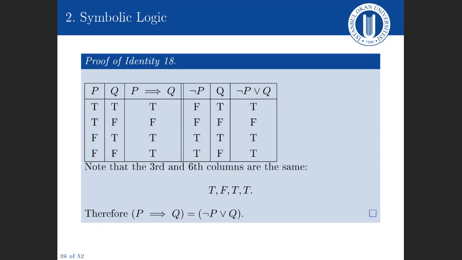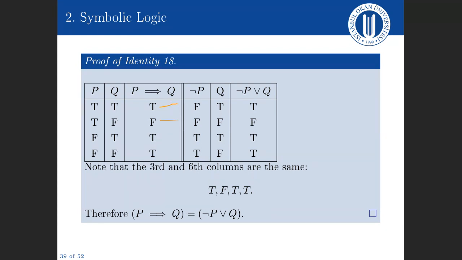Let's look at number 18. I want to prove that number 18 is true. Number 18 said that P implies Q is the same as not P or Q. And we can prove that this identity is true using a truth table. I start by writing all of the possibilities for P and Q. True, true, true, false, false, true, false, false. That's everything that we could possibly have. And then we fill in the rest of the table.